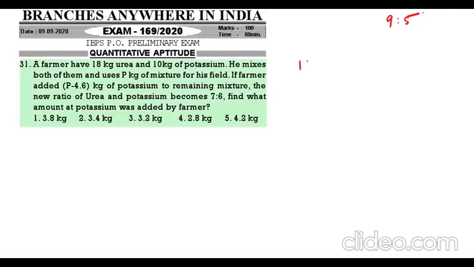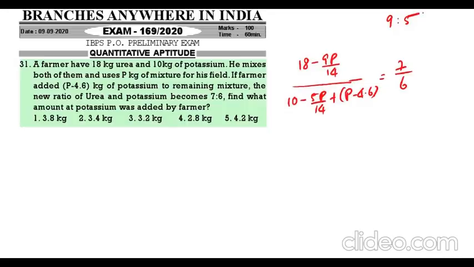Now, the remaining mixture, he uses p kg. The remaining mixture also will be having 9p by 14 because 9 is the urea from 14 parts. So, (18 minus 9p by 14) by (10 minus 5p by 14 plus he is adding p minus 4.6 kg of potassium). Then the ratio becomes 7 is to 6. Now you have to solve this.